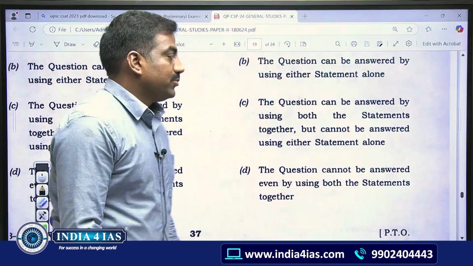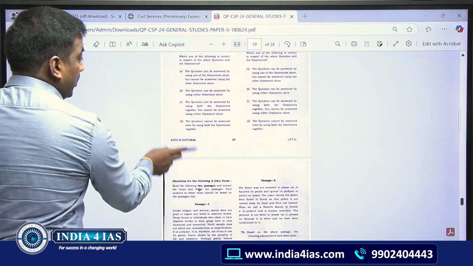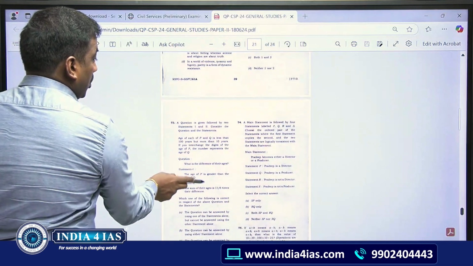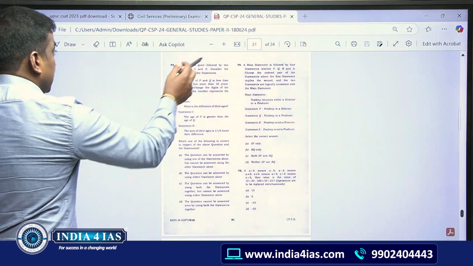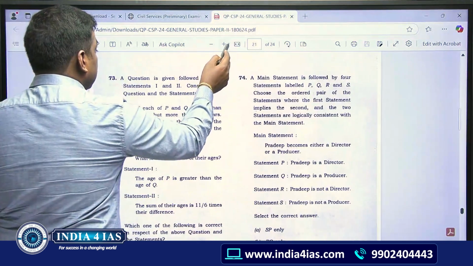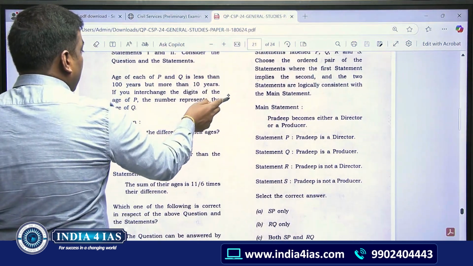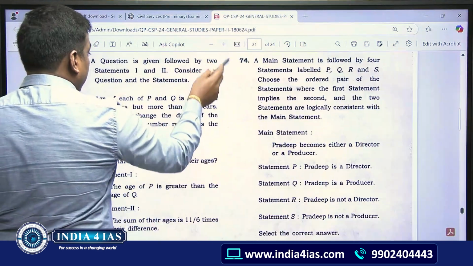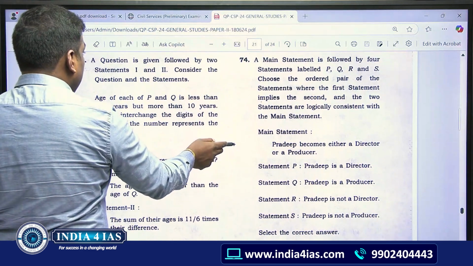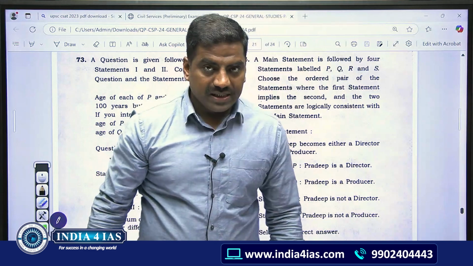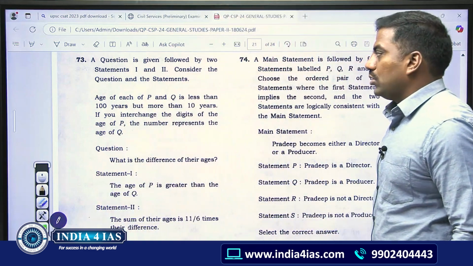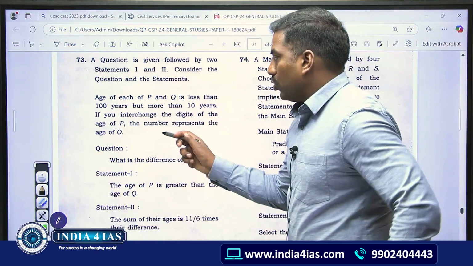Forget the statements alone. Now we'll go to the questions. Similar questions are there. Why am I solving these questions at length? Because this is the modern way of asking questions by UPSC. They are clubbing everything into statement-based questions: statement 1 alone, statement 2 alone. Here, let us look into the question.